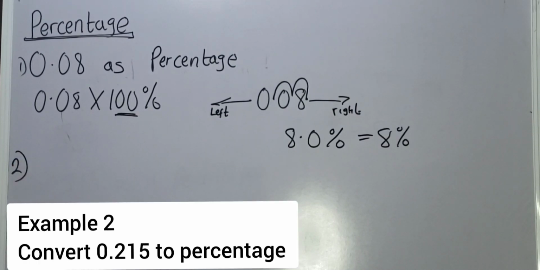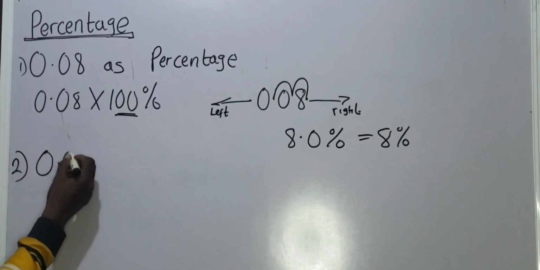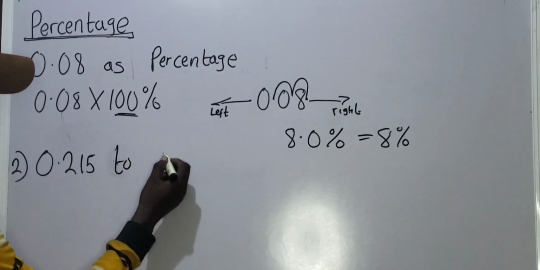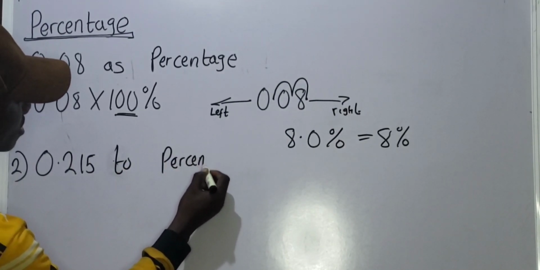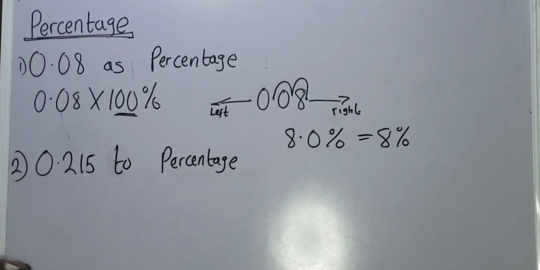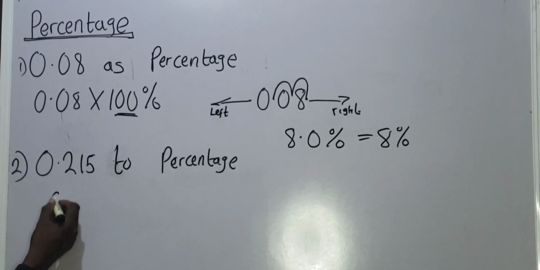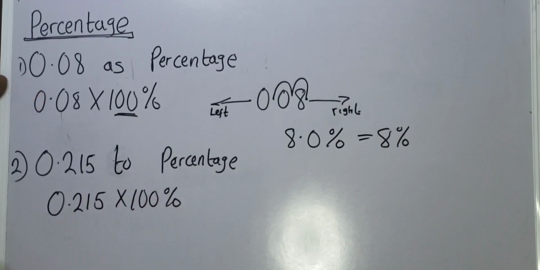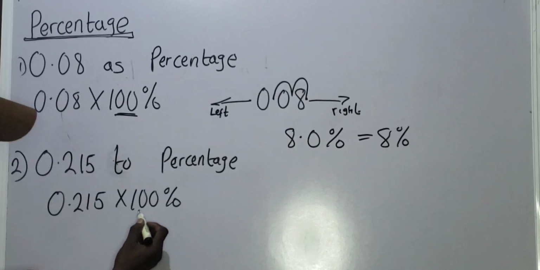We are asked to convert 0.215 to percentage. Now we are going to multiply 0.215 by 100%. So I'm going to have 0.215 multiplied by 100%. You don't have to make use of a calculator before doing this. Just move the decimal point 2 steps towards the right because 100 has 2 zeros.